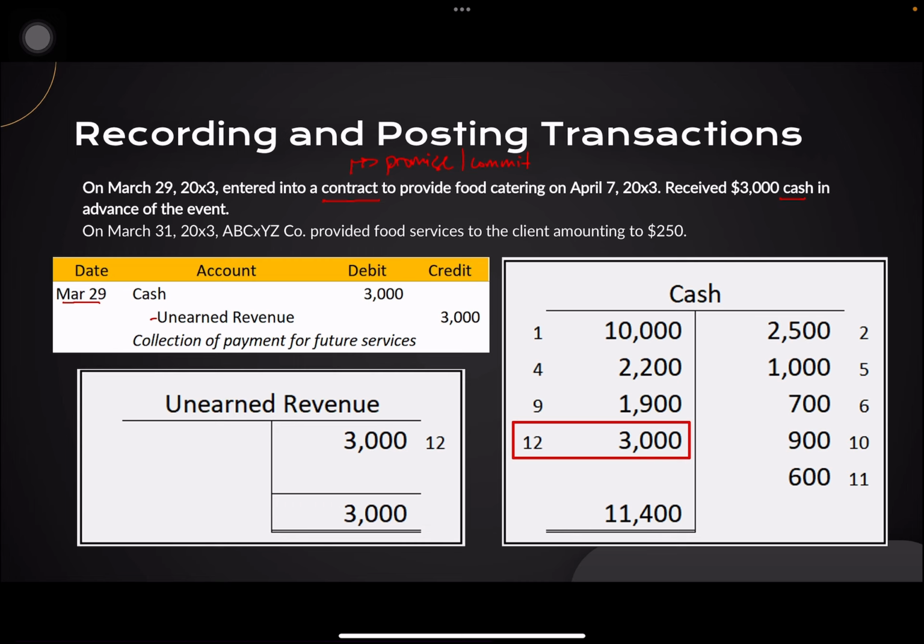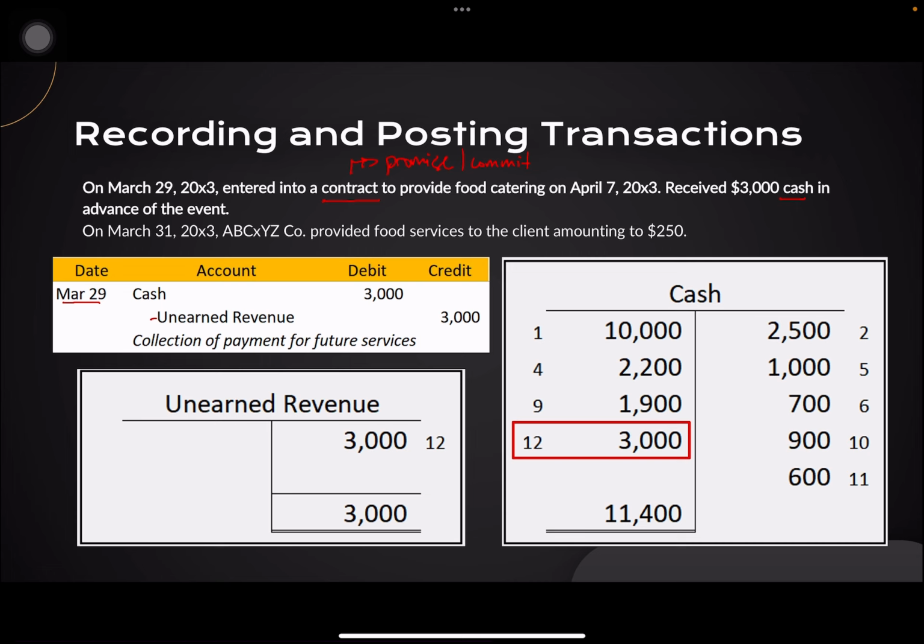Also put an explanation or a note, right? So that the reader can understand what happened on this certain transaction. In this case, we collected payment for future services to be provided. And of course, for all journal entries that we prepare, we should update it in our ledger.